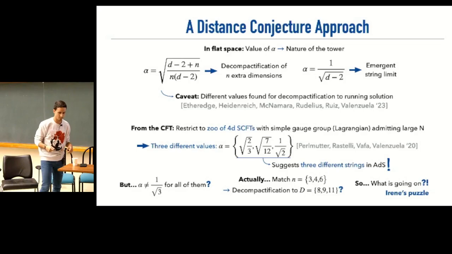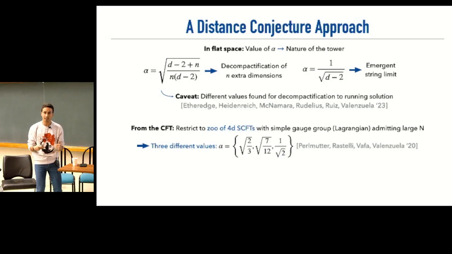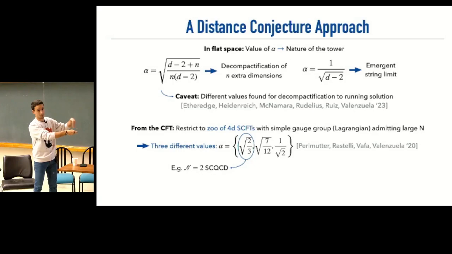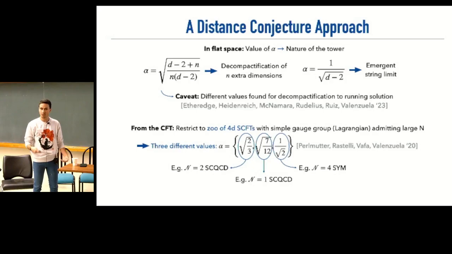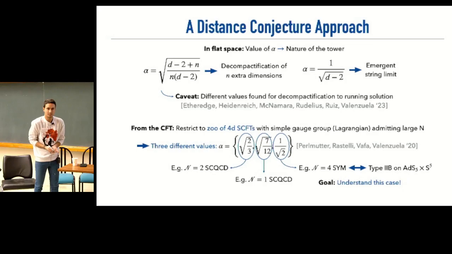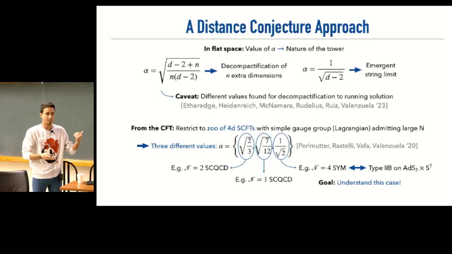So when you have a puzzle, what are we going to do? Let's take a step back and see how we get this value. For instance, this one you can get, for example, there are other ones, in N equals 2 superconformal QCD. This one in N equals 1 superconformal QCD. But this one is the one of N equals 4 super Yang-Mills. And now we know that N equals 4 super Yang-Mills is dual to type IIB, and it is specified. So at the very least, let us try to understand how this value comes and why it's not 1 over the square root of 3, that is the value that we find in this value.